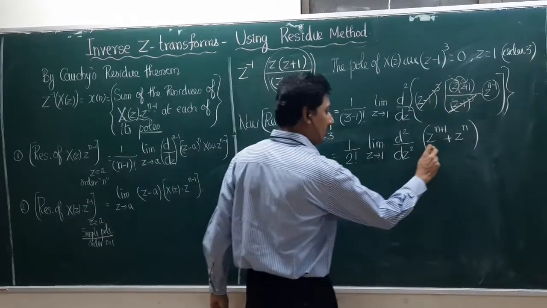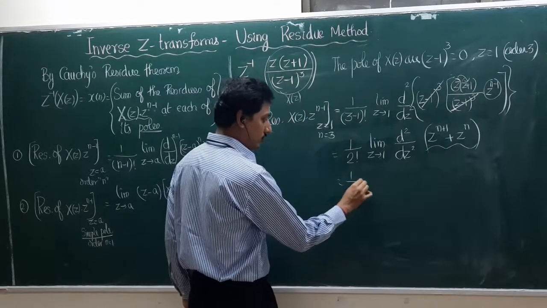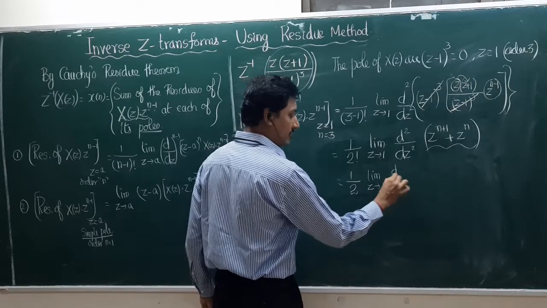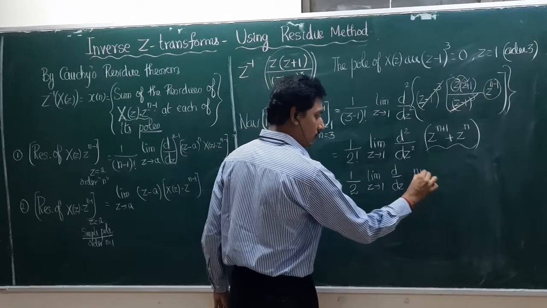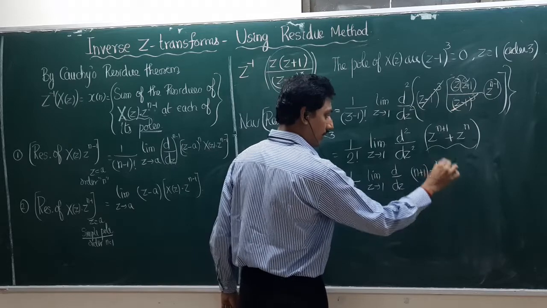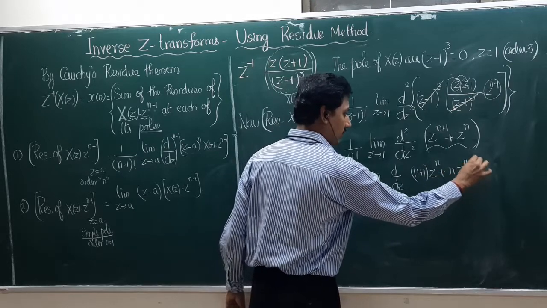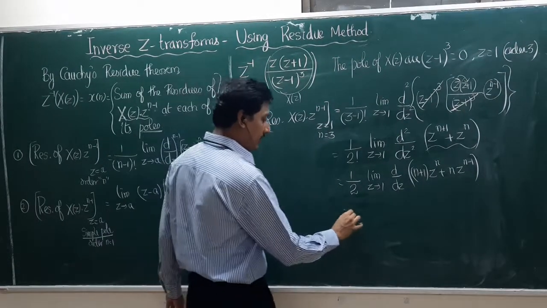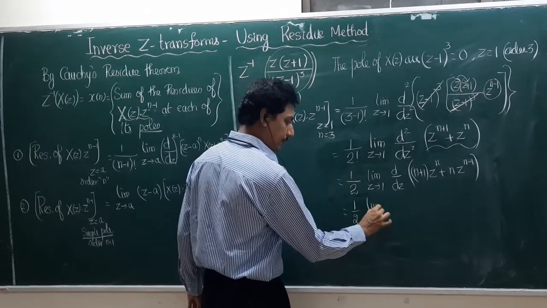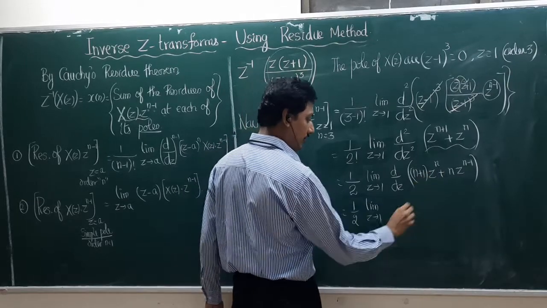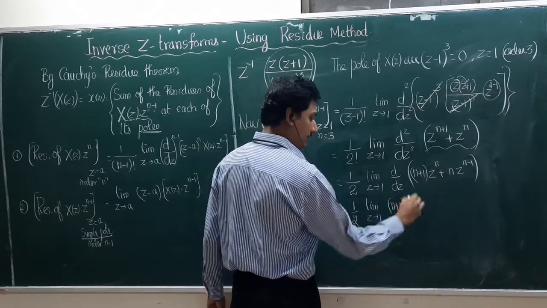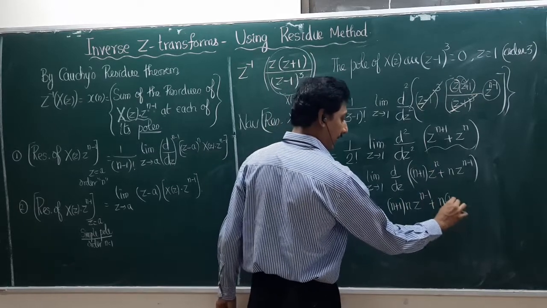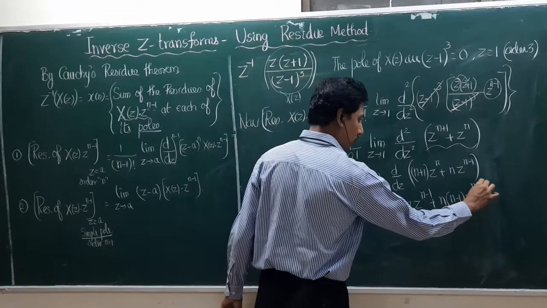Now I am going to differentiate this 2 times, then apply the limit. So that's the concept. So 1 by 2 factorial, limit z tends to 1. The first time differentiation, n plus 1 getting down, n plus 1 into z power n, plus n into z power n minus 1, differentiating with respect to z. Once again differentiate this with respect to z. So n plus 1 already there, and this time n getting down, z power n minus 1, plus n is already there, n minus 1 into z power n minus 2.